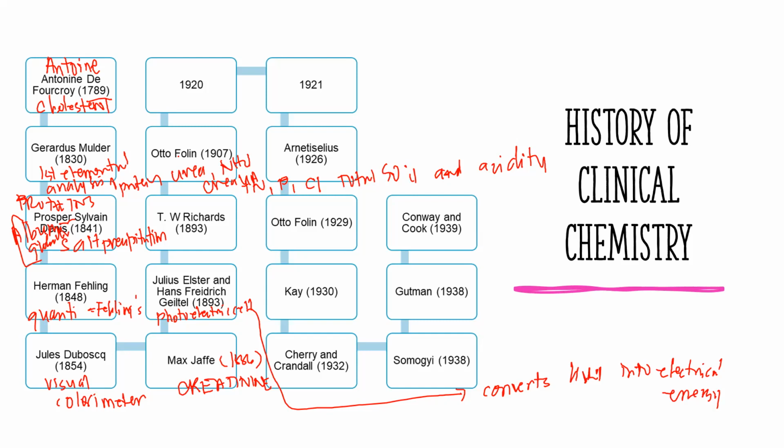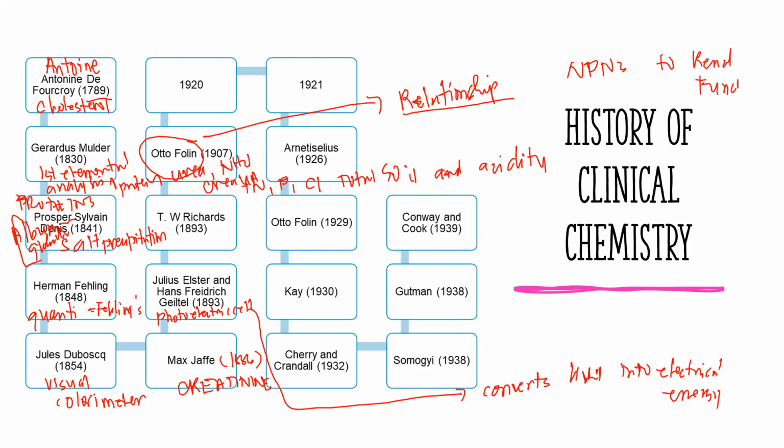Otto Folin also published the first reference values for uric acid, NPNs, and proteins in the blood. Take note, Otto Folin is also the one who described the relationship of NPNs to renal function.